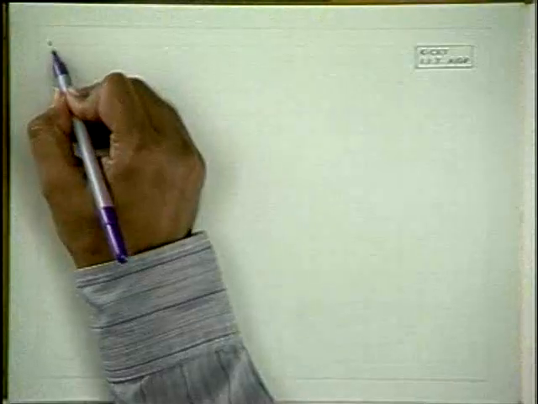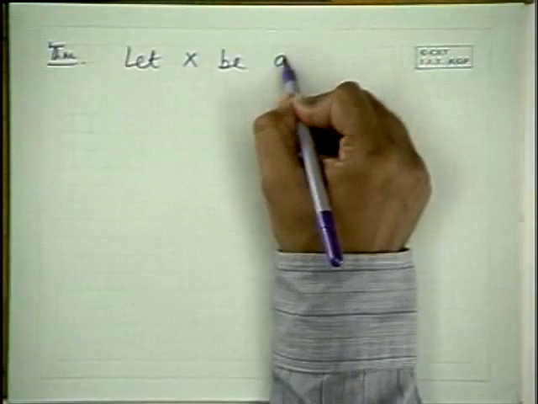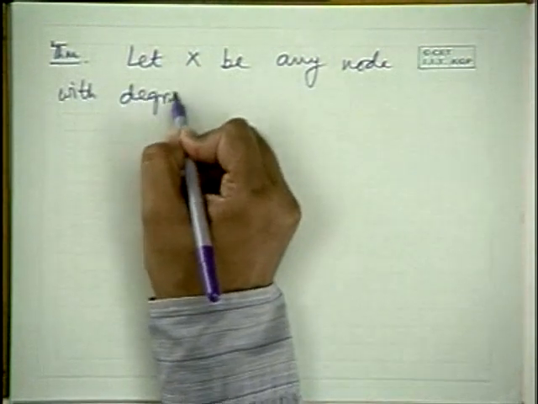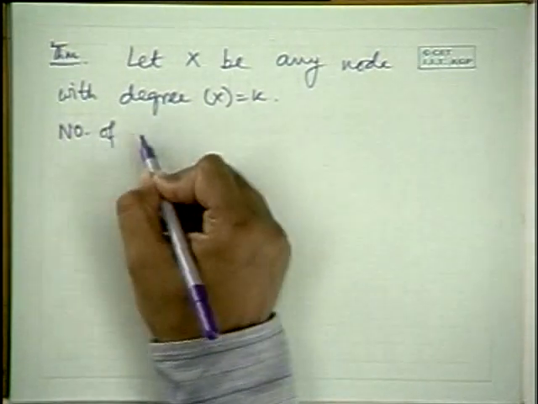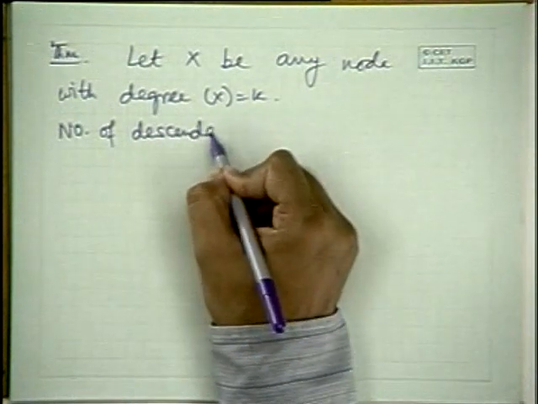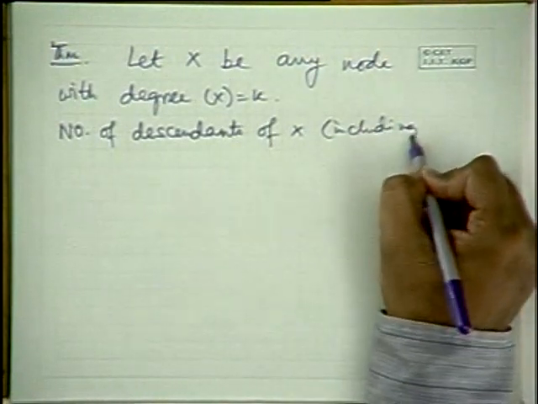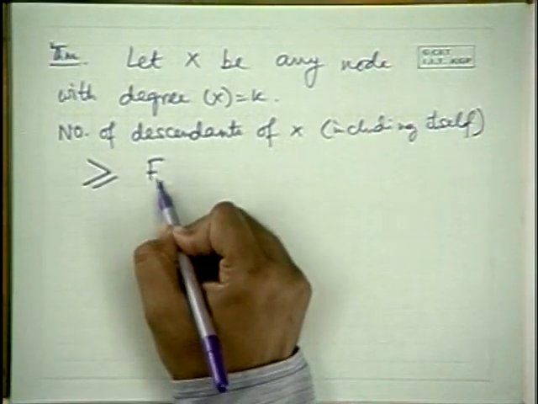The proof is very simple. If you go back to all the operations we did, the proof is immediate. But this gives you the next theorem. Let X be any node with degree X equal to K, then the number of descendants of X including itself is greater than or equal to F(k+2).